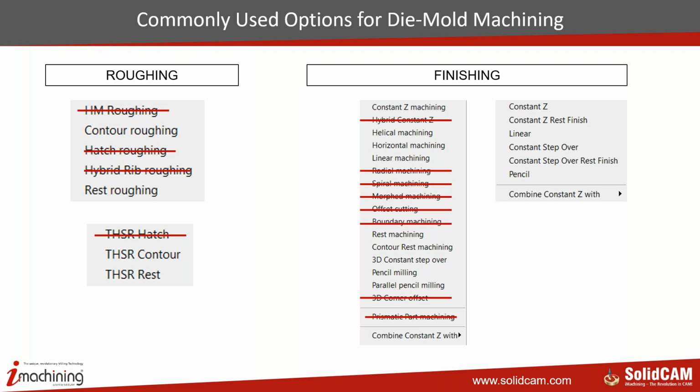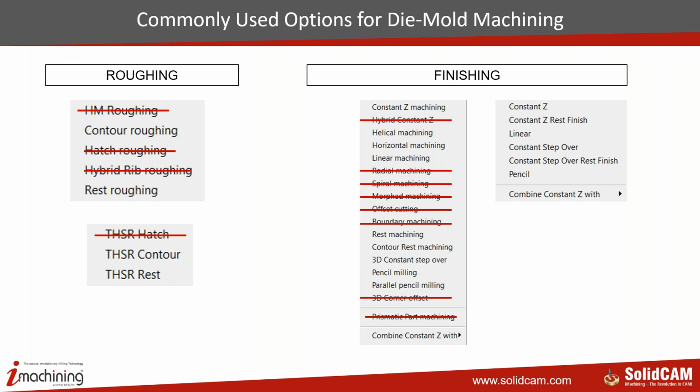Most of the times it's constant Z, linear, horizontal for machining the flat areas with bullnose and flattened mills, and apart from that, rest machining. So these are the main options, and today our entire machining is going to focus on these options only. Whereas for the others, which I call academic interest, we're also going to see them, but purely from an academic point of view.